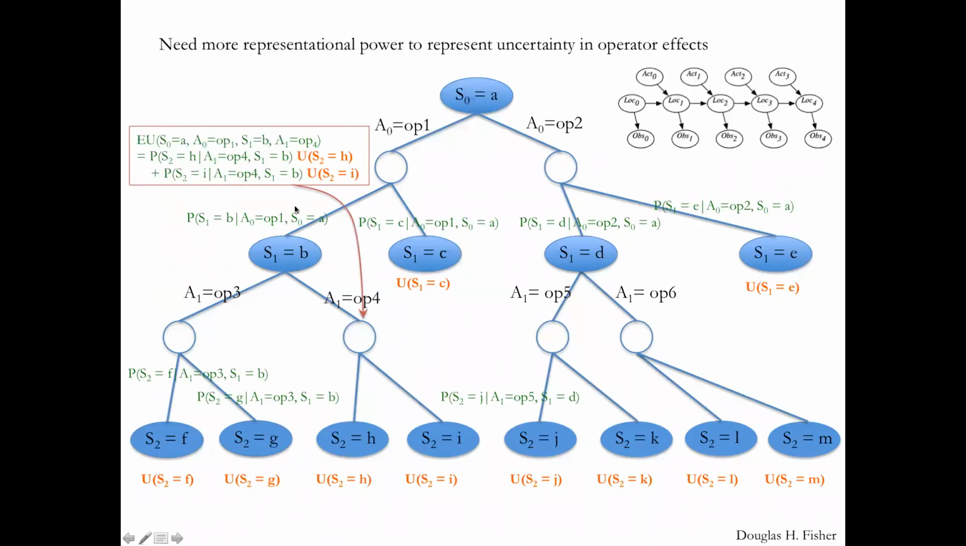At this node, we also can compute the expected utility. It's simply going to be the probability of H times the utility of H plus the probability of I times the utility of I. And again, that's going to give us a weighted average. At this node, we can think of this as taking the max, because we're in a context in which the agent has control, the agent is exercising control in this planning context. The agent presumably is going to go down the maximum value.